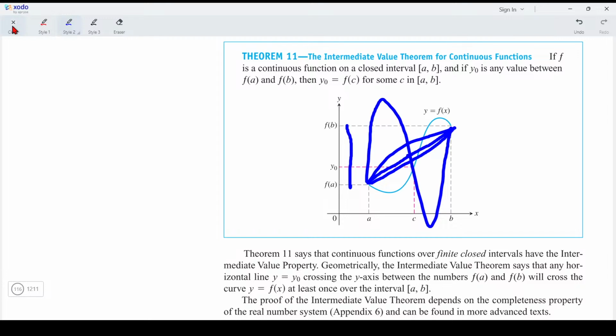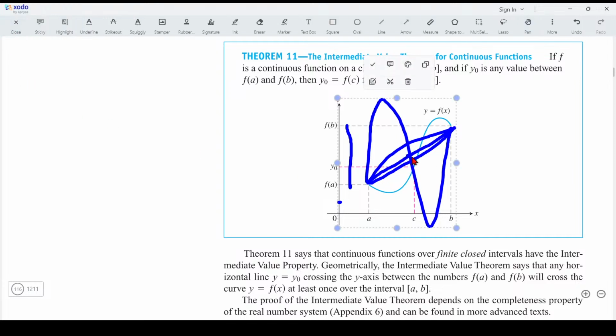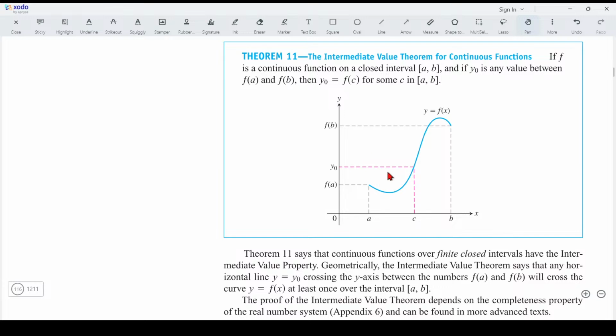Above that or below that, you won't get a value. We are not certain below that. For example, if you take a number below this, the graph could go something like this. We are not certain. But as long as the number is between this, we are definitely sure that there must be some value at which the function is actually equal to this y naught. That is the intermediate value theorem.